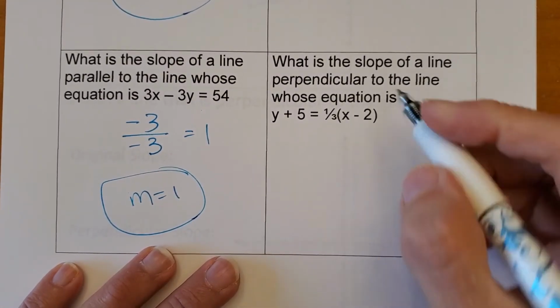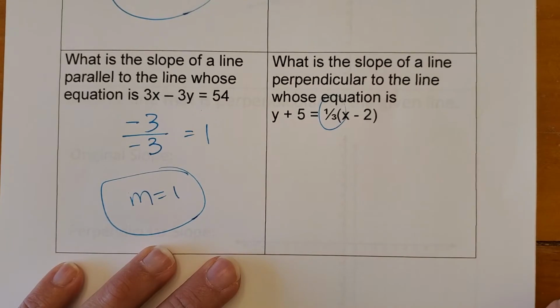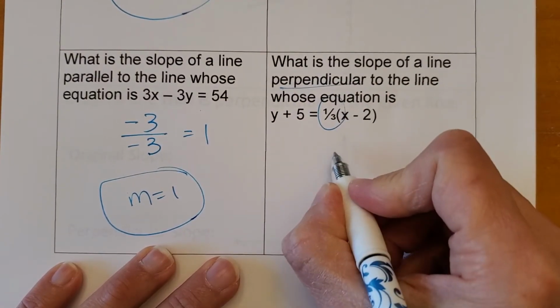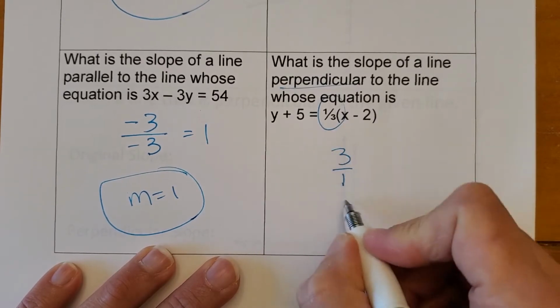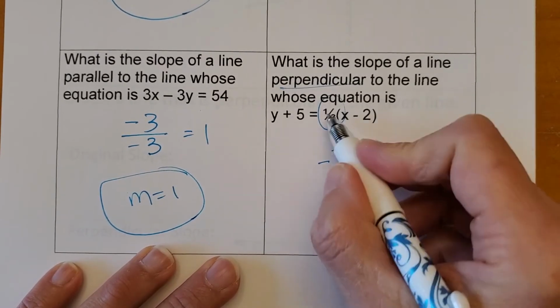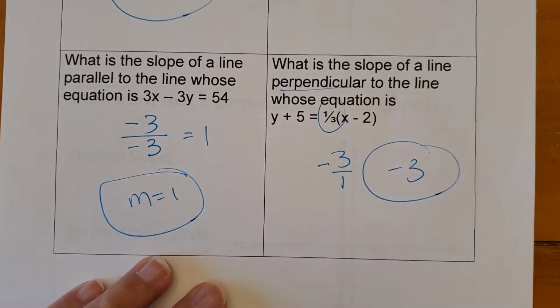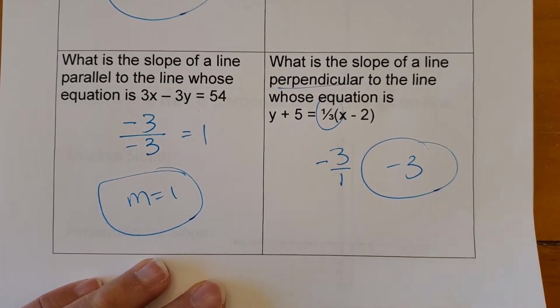This one is in point slope. I thought I'd show you one like that. There's our slope. We need it perpendicular. So we're going to take and flip 1/3 over to 3 over 1. And we're going to change the sign from positive to negative. So our slope is -3. All right, so that's like the first few problems on your homework.